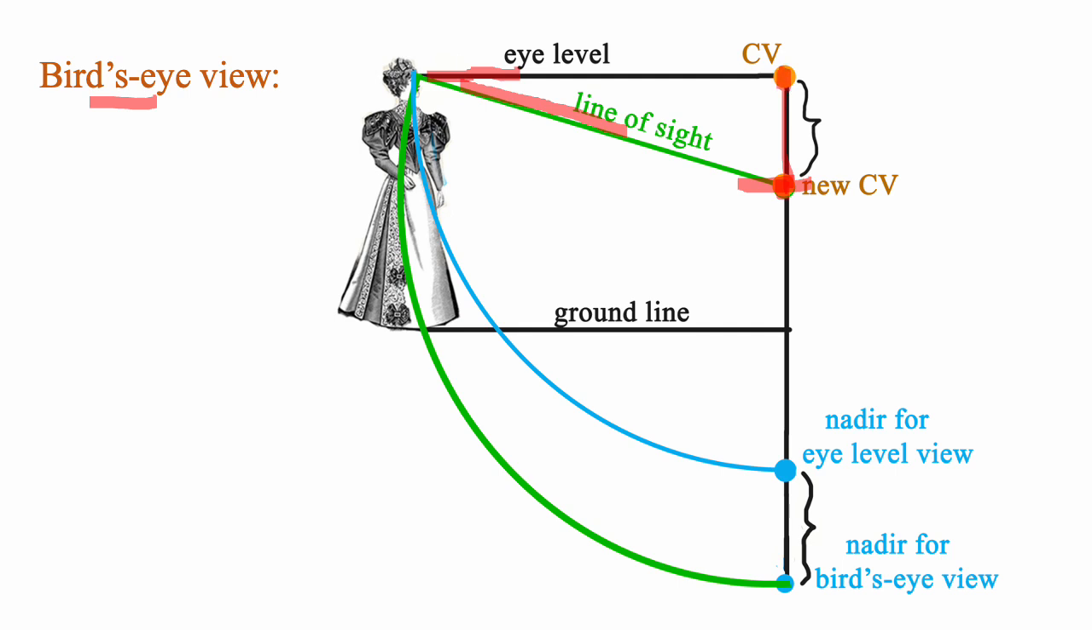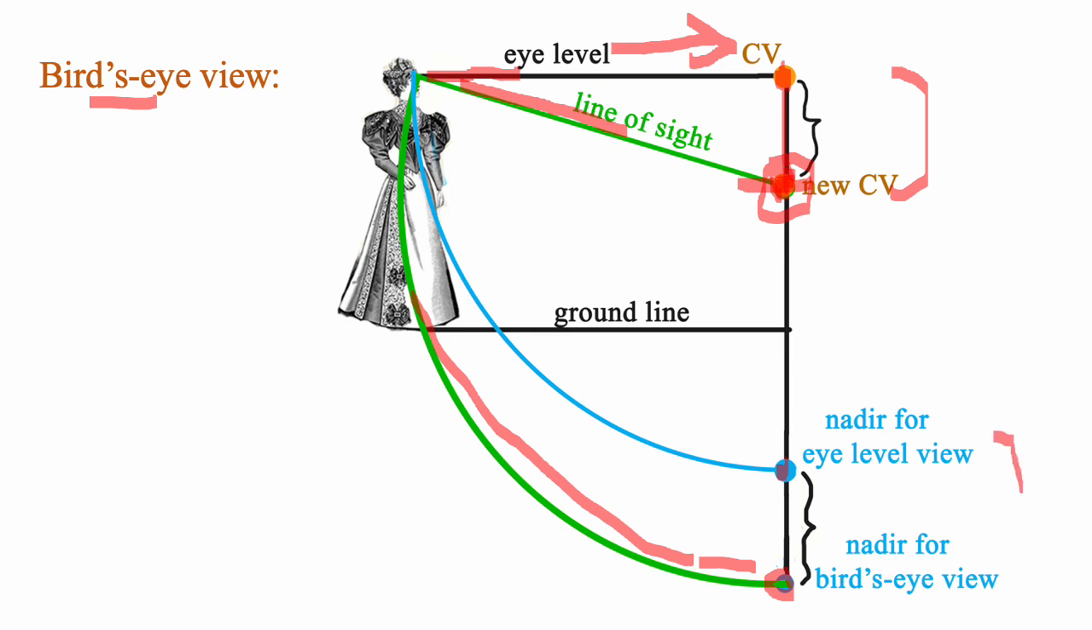When we use this original center of vision as the center of a circle, we get a nadir here for an eye-level viewpoint looking straight ahead. Now, if we use this as our center of the circle for a bird's eye view, we would circle down like this and we would get a new nadir for the bird's eye view. So the distance between the center of vision and this new center of vision is the same as the distance between the nadir for the eye-level view and the nadir for the bird's eye view.